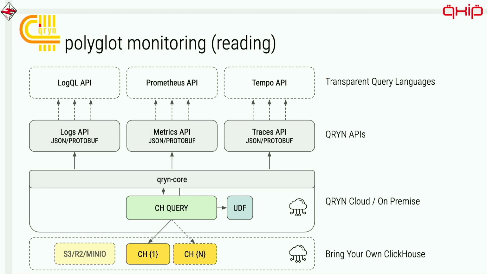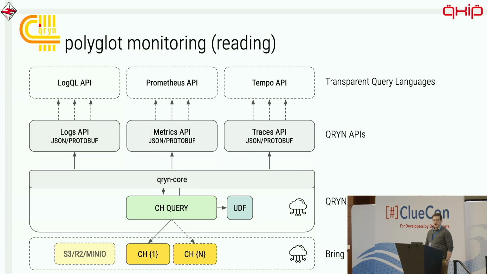So readout is the same way. The QRYN core will transpile your queries and get back the information that you're looking for.